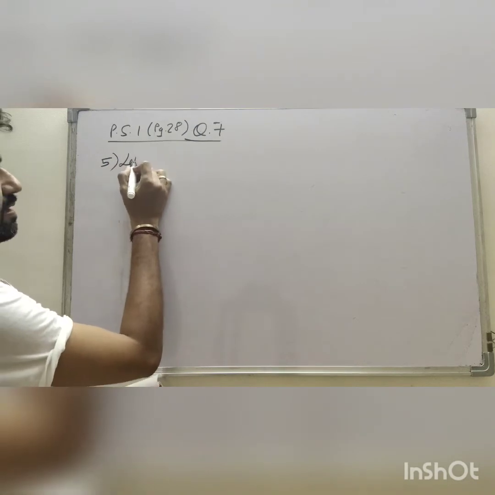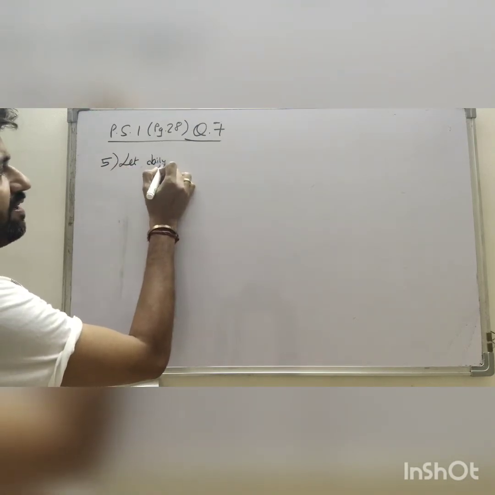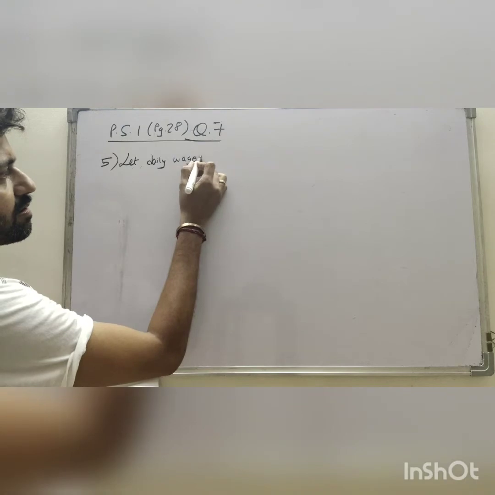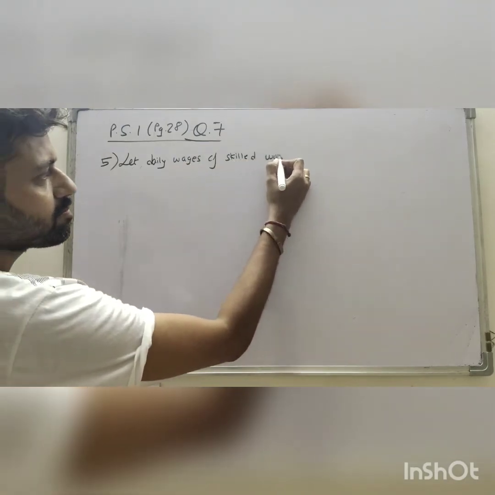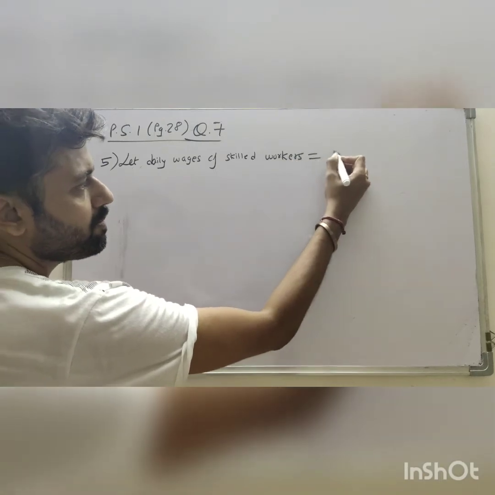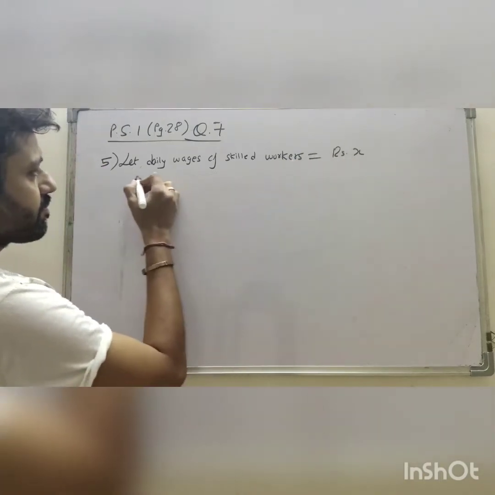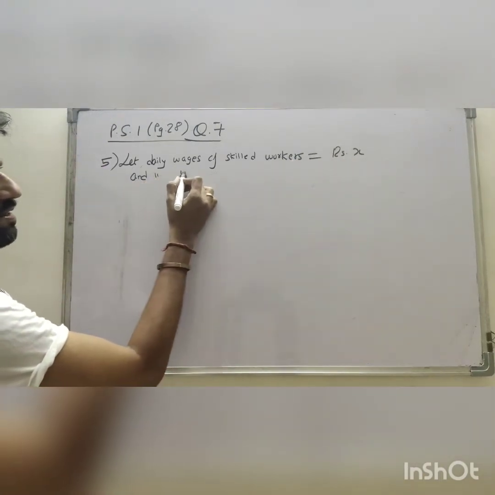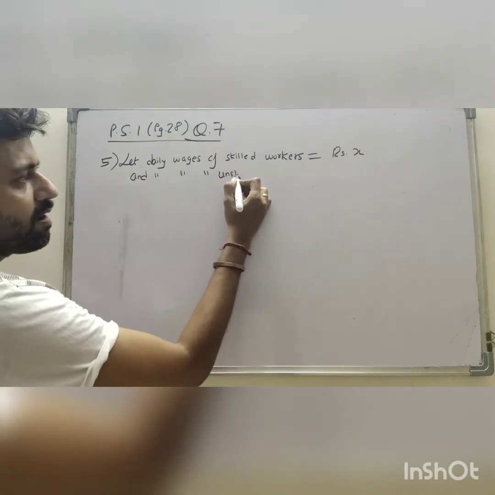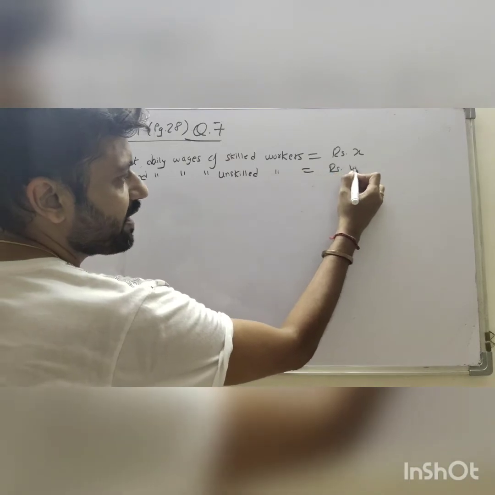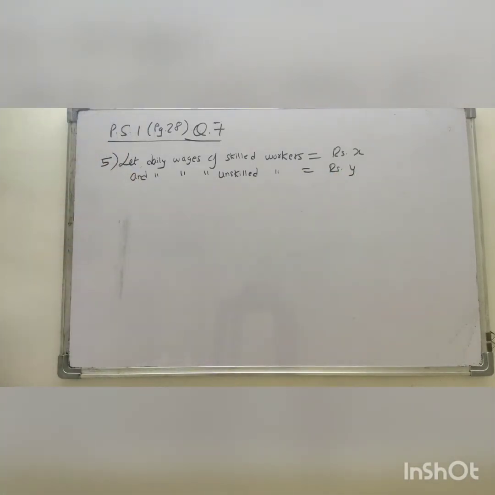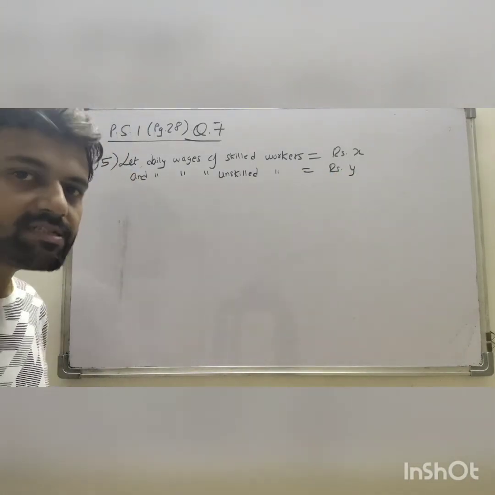Let daily wages of skilled workers be rupees x and daily wages of unskilled workers be rupees y. After making the assumption, let us read the condition.